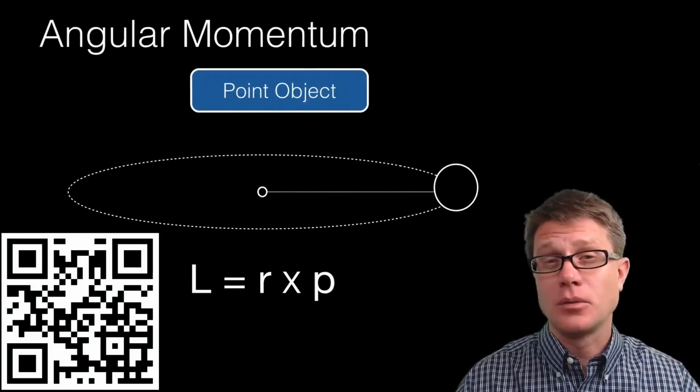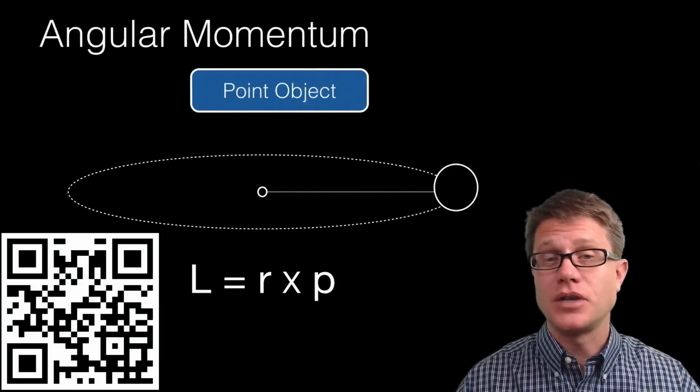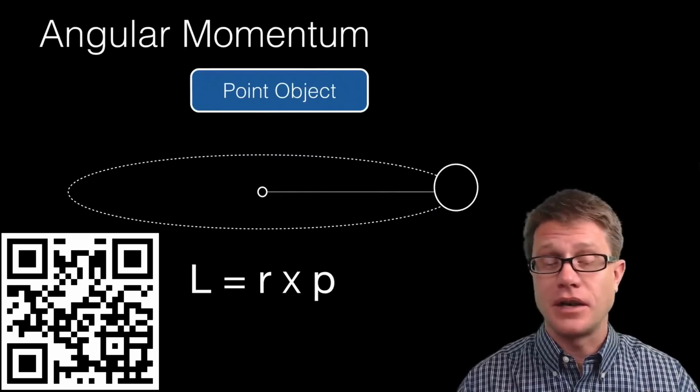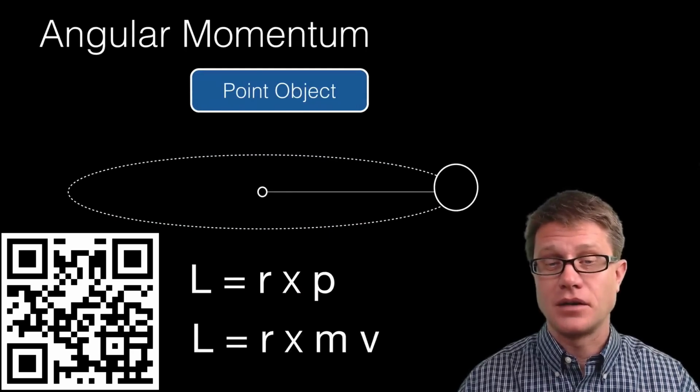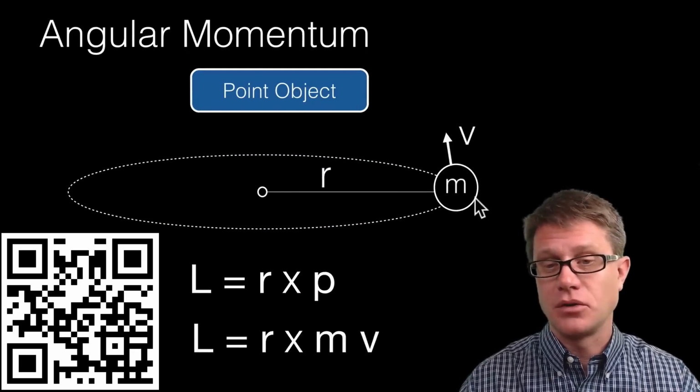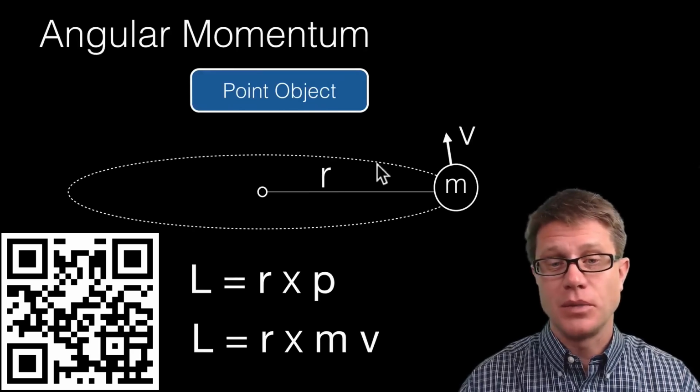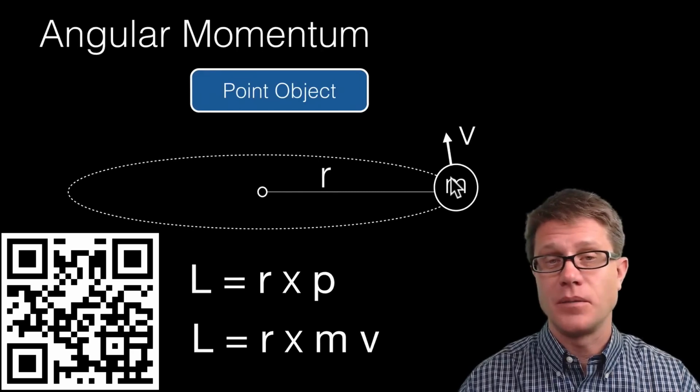Now, to calculate the angular momentum of a point object, all you do is take an object that's revolving around a center, and you're going to multiply the radius times the momentum of that object. And so the momentum of the object, remember, is going to be the mass times the linear velocity of that object. Then we simply multiply it times the radius, or the distance from the middle.